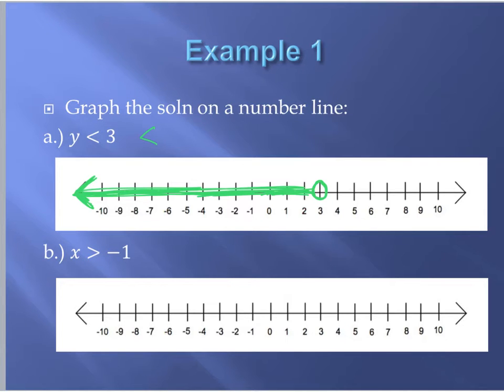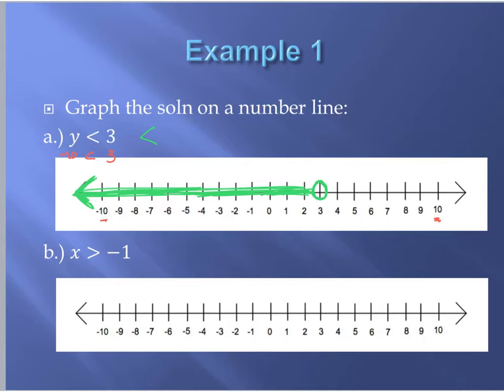So if you look, I could pick a number like -10. If I plug that in for y, -10 is less than 3, so that would be a solution. But if I come over here on the side where the arrow's not pointing, let's say over here to the +10, 10 is not less than 3, so that is not a solution.